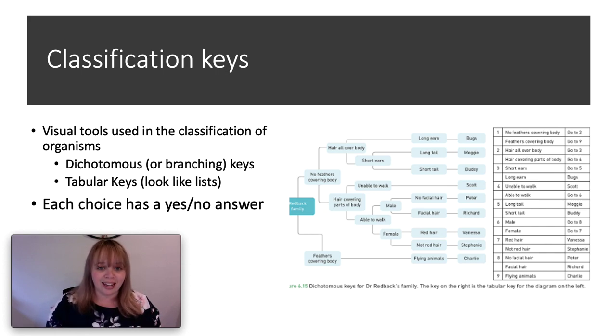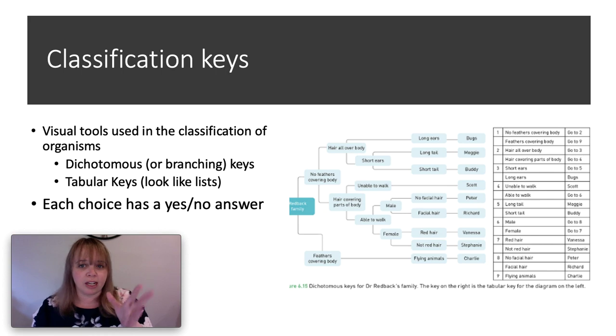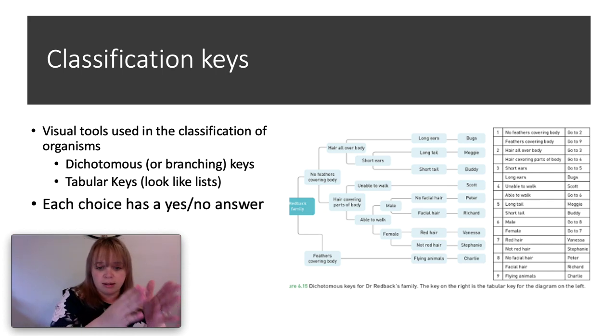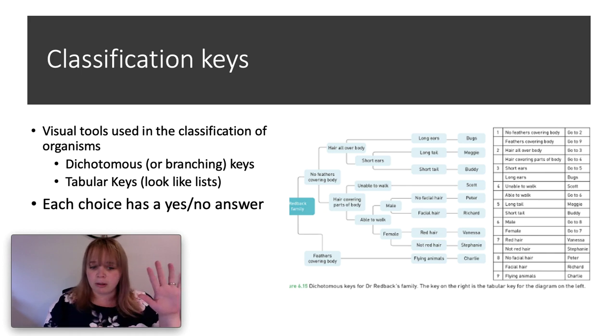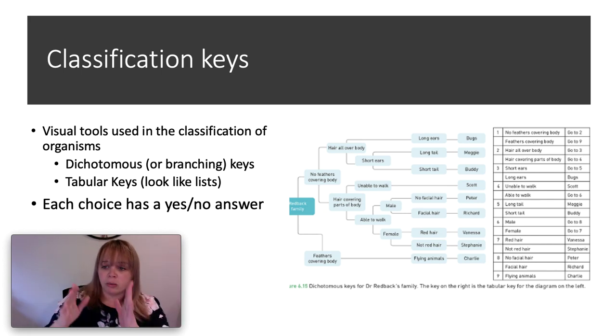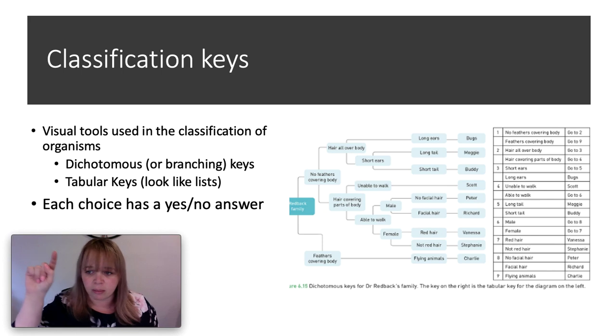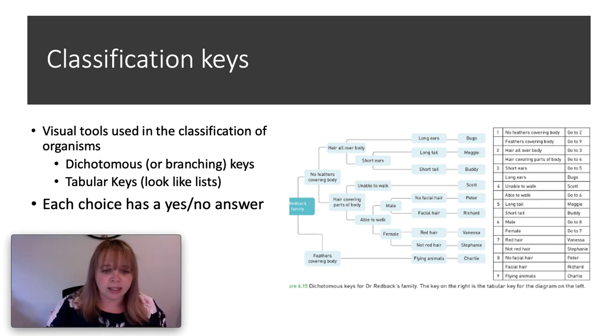A classification key is when you use a visual tool to help you separate things out into their little groups. So we've got two types of keys. They're both on this side of the PowerPoint for you, but you've got the blue one with all the little branches. That's what we call a dichotomous key. And then you've got the one next to it that's a table. The one that has 1, no feathers covering body, 2, hair all over body, that's what we call a tabular key. And the reason it's called tabular is because it's in a table.